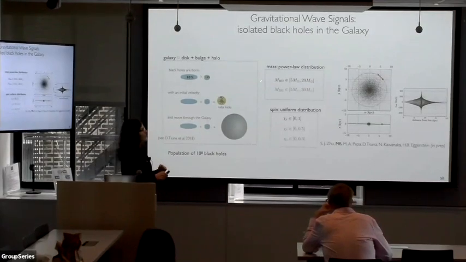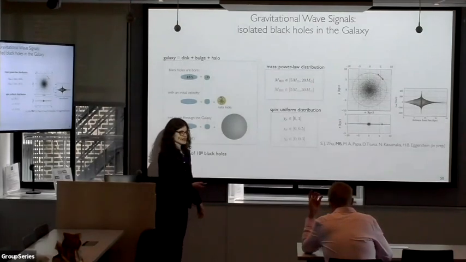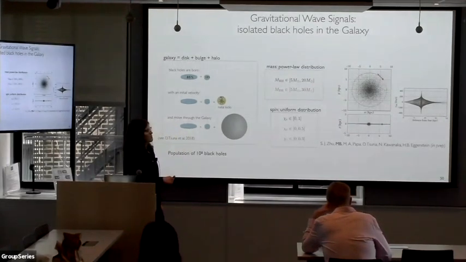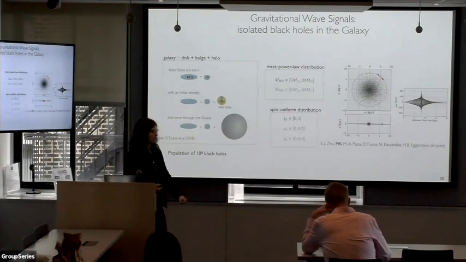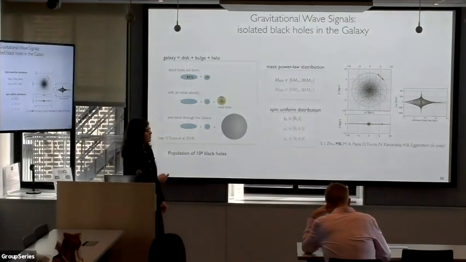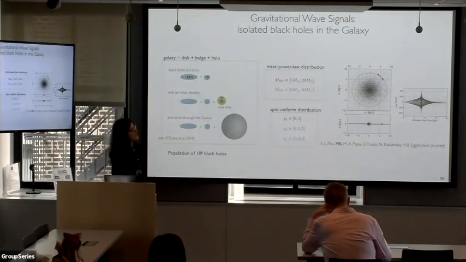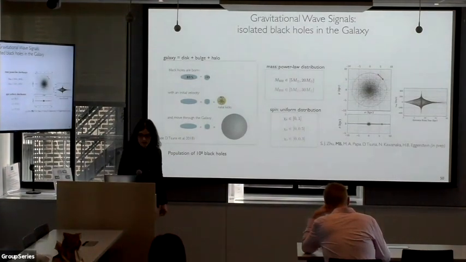The standard distribution that we use is a power law Salpeter mass distribution between 5 and 20 solar masses for black holes in our galaxy, and we choose a uniform spin distribution just for simplicity, but we also look at heavier black holes as well as lower spins to see how the results change.